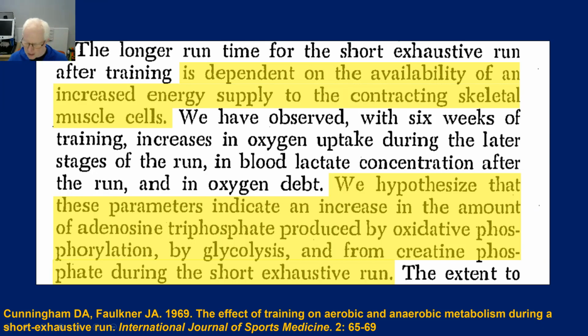So, in the paper from Cunningham, back in '69, they write this: the longer run time for the short exhaustive run after training is dependent on the availability of an increased energy supply to the contracting skeletal muscle cells. Well, that kind of makes sense, right? That is absolutely true. But they write this: we hypothesize that these parameters indicate an increase in the amount of adenosine triphosphate produced by oxidative phosphorylation, by glycolysis and from creatine phosphate during the short exhaustive run.